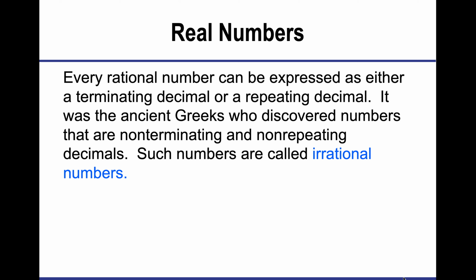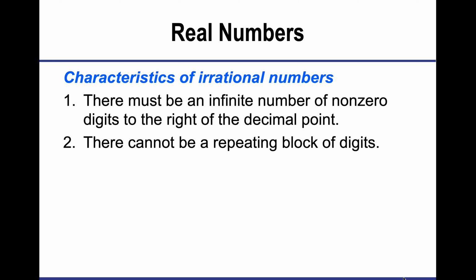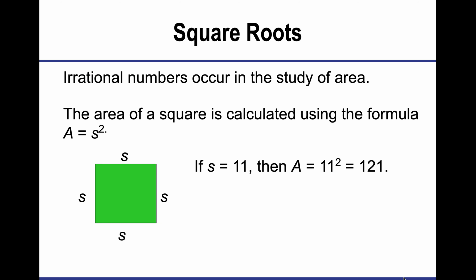Real numbers are a group that includes rational numbers. So rational numbers fall under the umbrella of real numbers, and they can be either repeating or terminating decimals. It was the ancient Greeks who discovered that numbers that are non-terminating and non-repeating decimals are typically called irrational numbers. Characteristics of irrational numbers are that there's an infinite number of digits behind the decimal point. Irrational numbers also fall under the umbrella of real numbers.